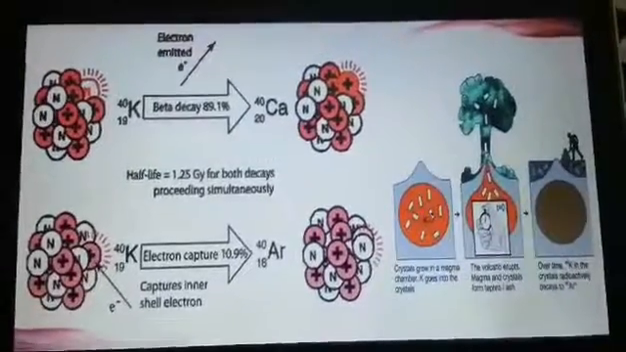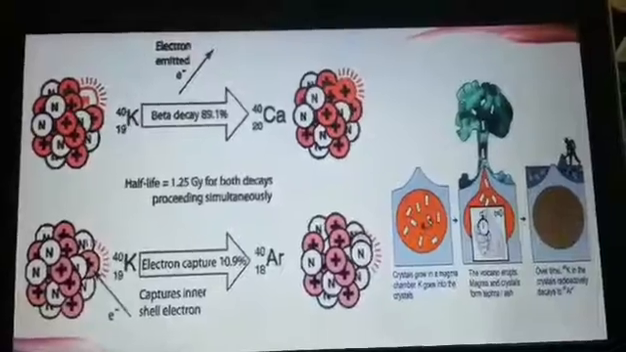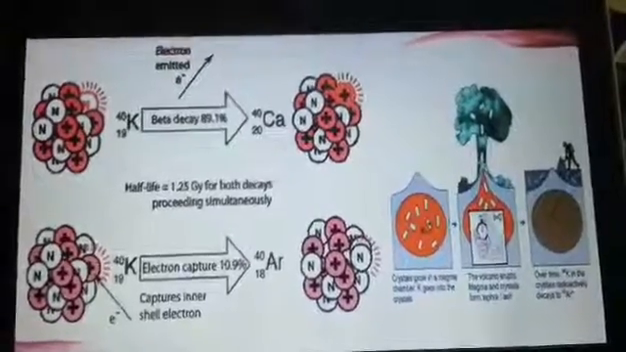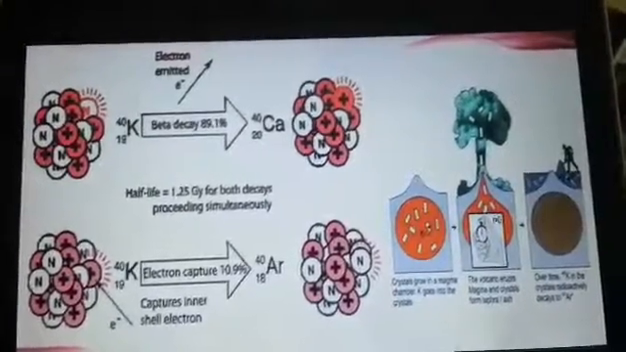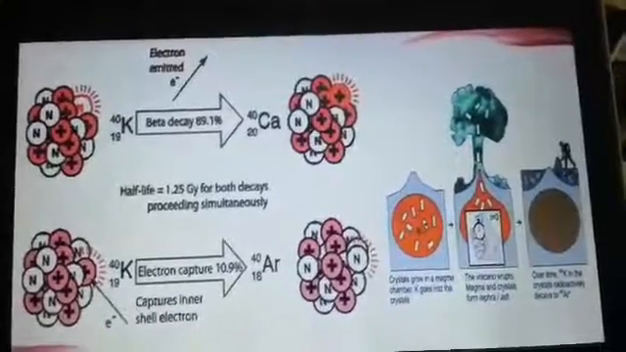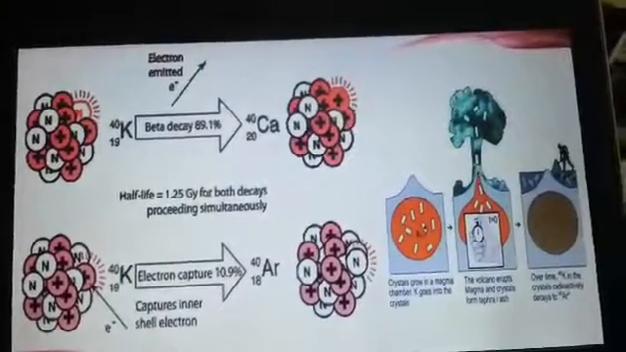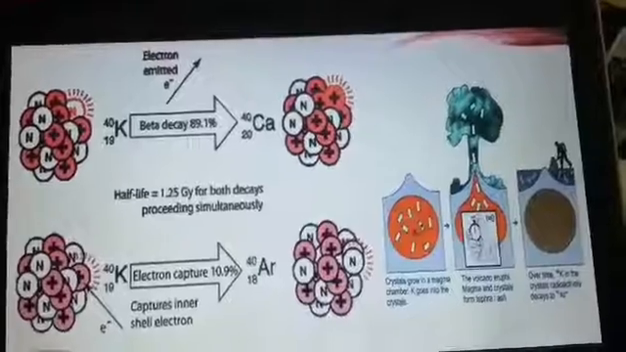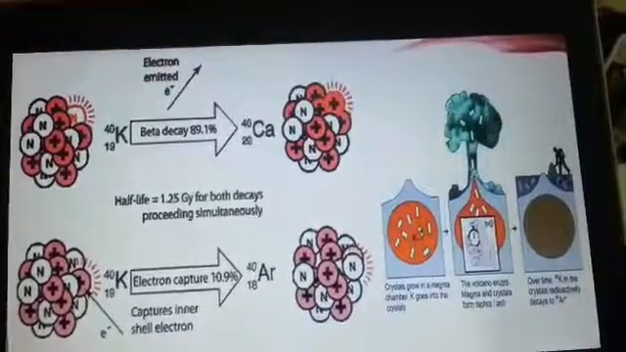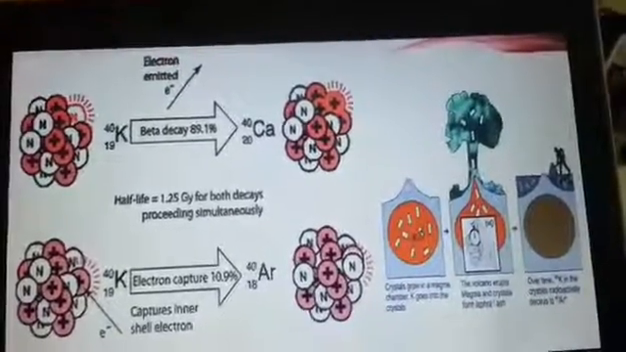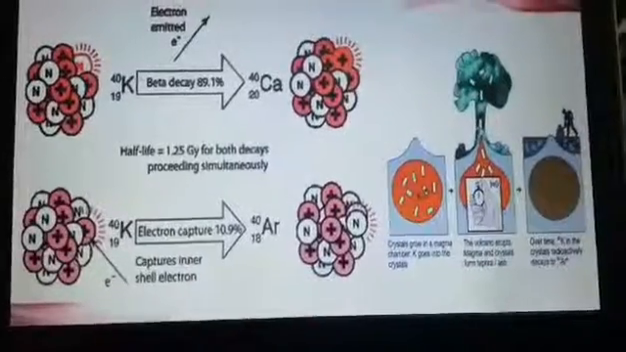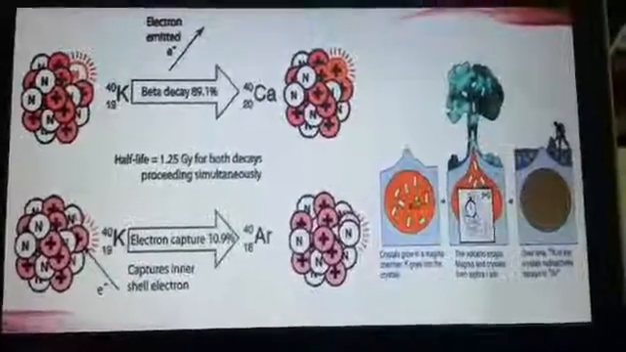Remember, argon is a gas, allowing it to escape from molten magma. Thus, any argon that is found in any igneous crystal probably formed as a result of the decay of potassium-40. Now, measuring the ratio of potassium-40 to argon-40 allows us to estimate the age of that crystal.